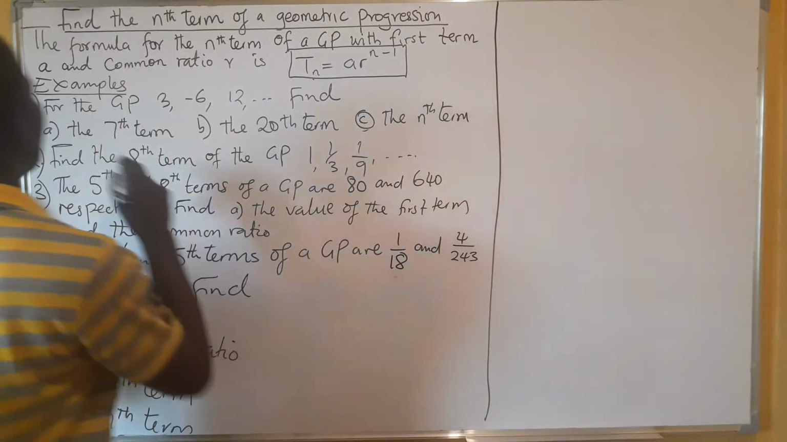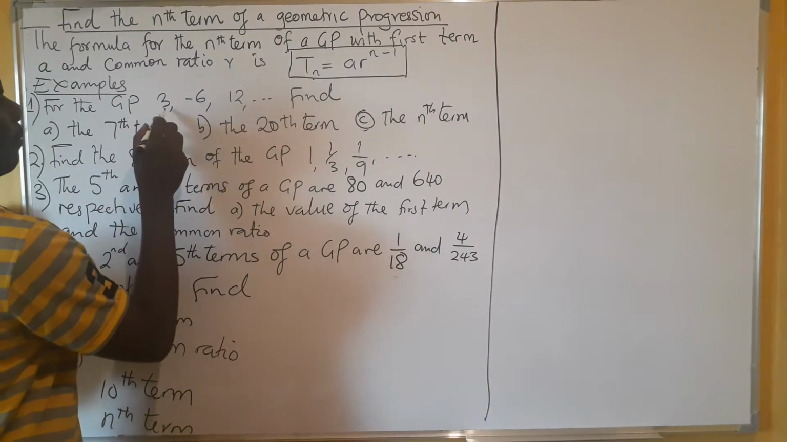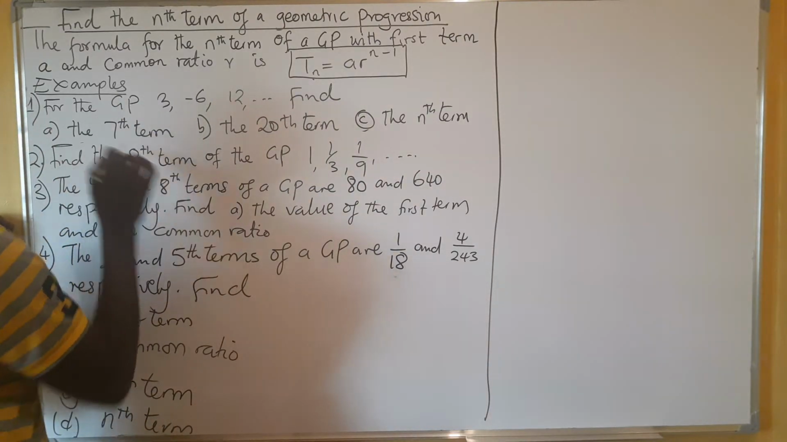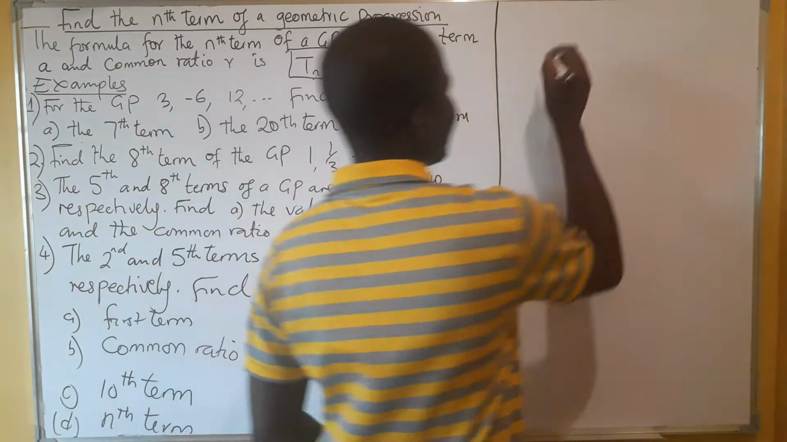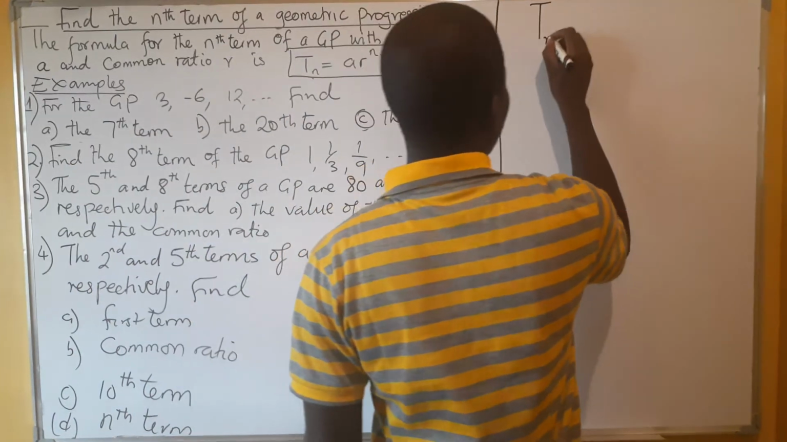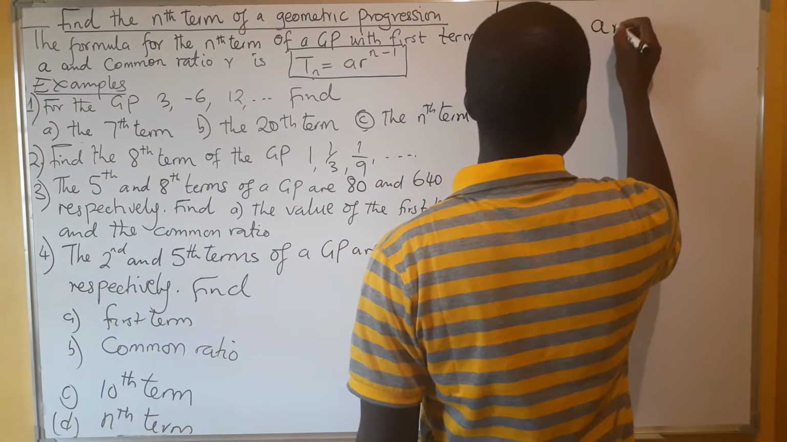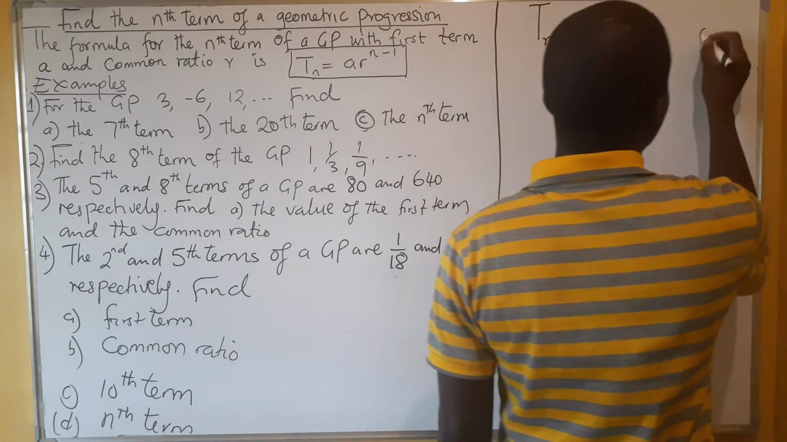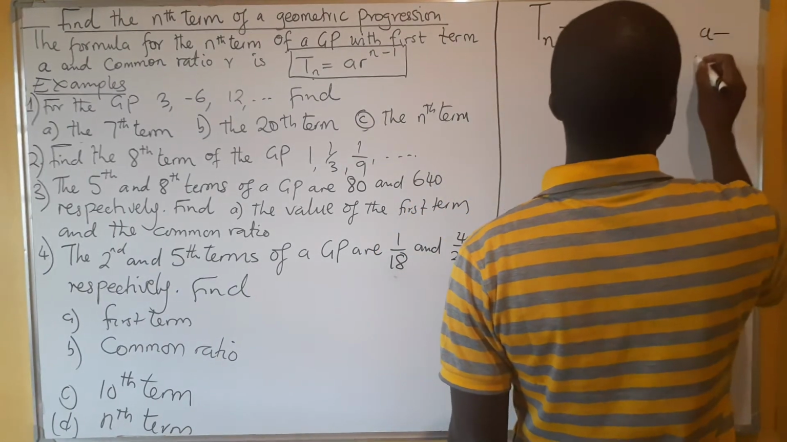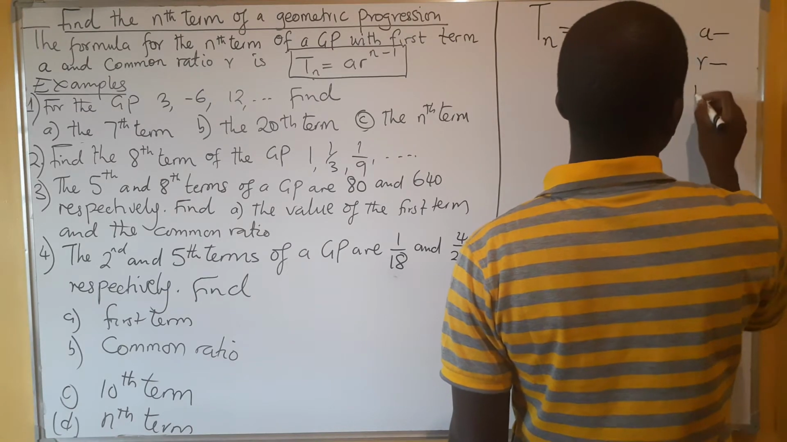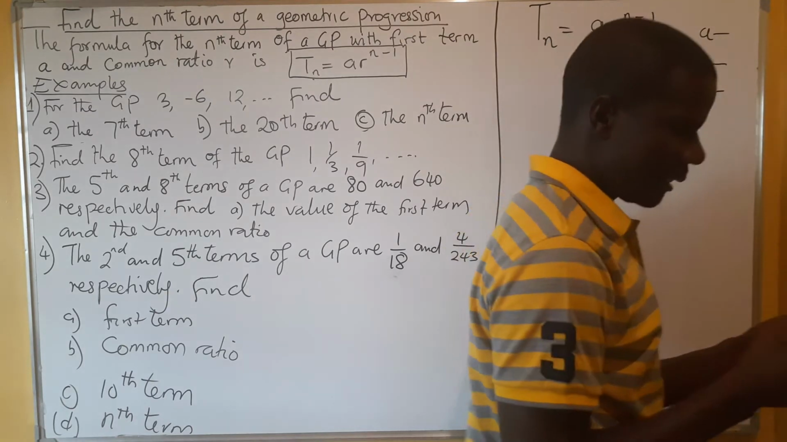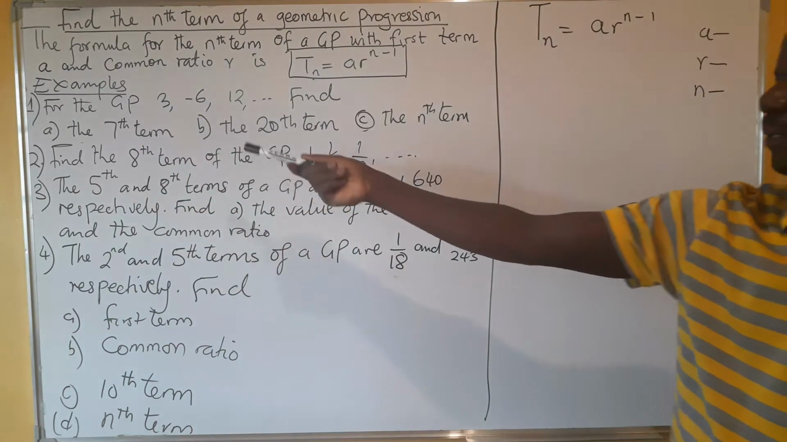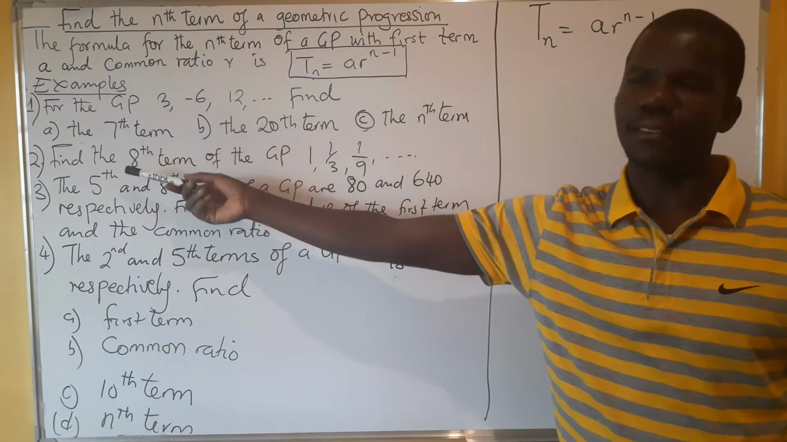For a first one, for a GP: 3, -6, 12, find the seventh term. The formula for the nth term is given by T_n = a r^(n-1). Now, a is the first term, r is the common ratio, and n, as implied, is the nth term. So in this case, n is 7 because it's the seventh term.